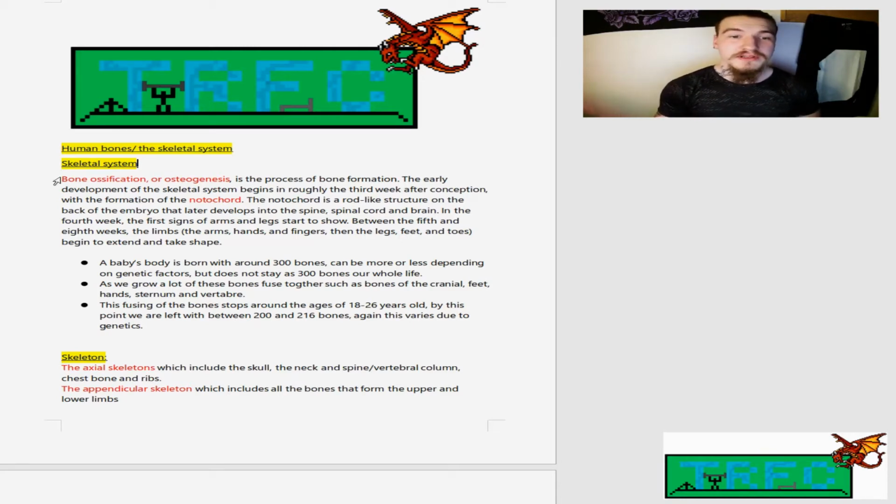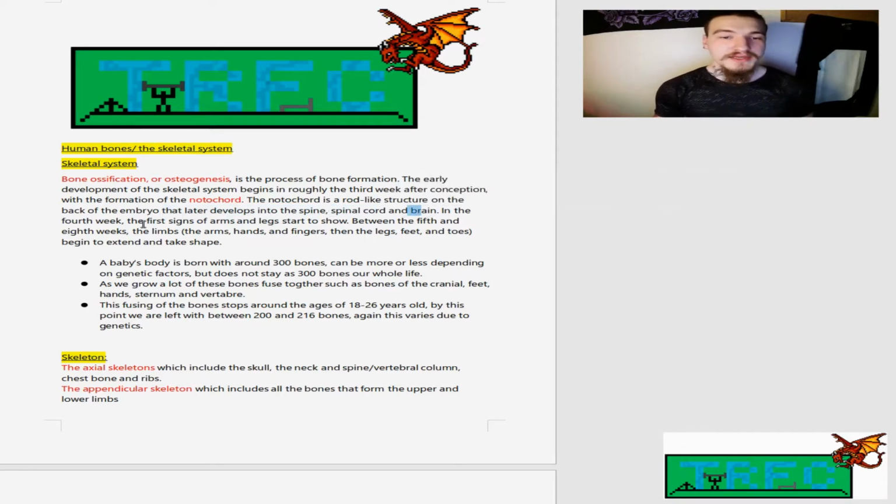So we're going to start right at the beginning and talk about bone ossification or osteogenesis. This is the process of bone formation, so basically the early development of the skeletal system. This all begins roughly in the 3rd week after conception, with the formation of the notochord. The notochord is a rod-like structure on the back of the embryo that later develops into the spine. So this is the spinal cord and the brain.